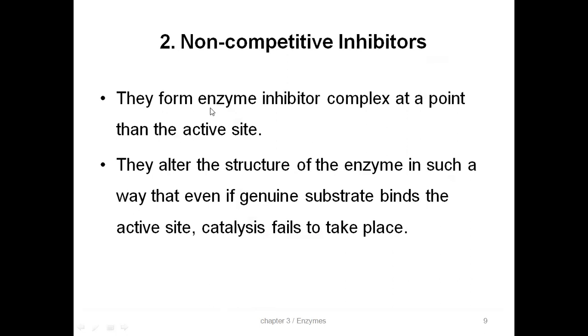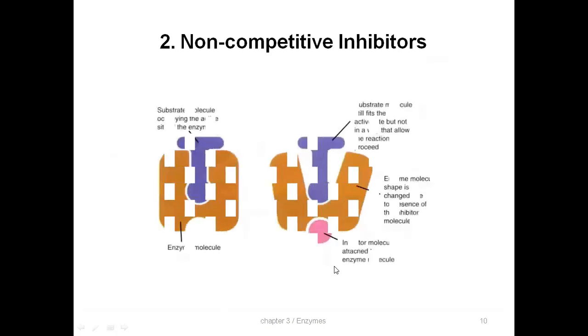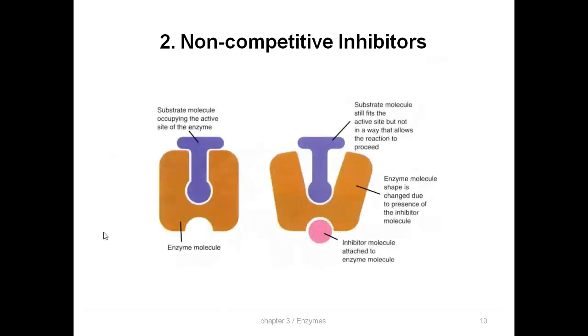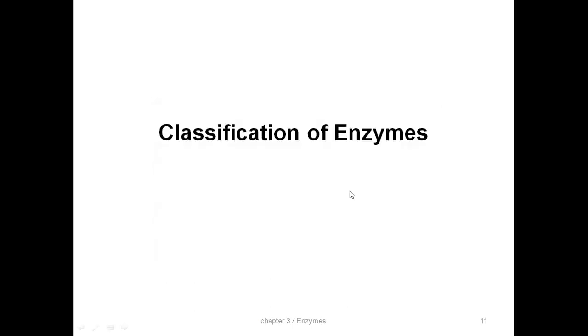Non-competitive inhibitors form an enzyme-inhibitor complex at a point other than the active site. They alter the structure of the enzyme in such a way that even the genuine substrate cannot bind to the active site, because the shape has changed. Now, this is the situation. This is the enzyme molecule. This is the substrate. This is the allosteric site. The inhibitor comes and attaches to the allosteric site. It deshapes the enzyme active site. The genuine substrate is attached, but the reaction will not take place because the three-dimensional shape of the enzyme has changed.